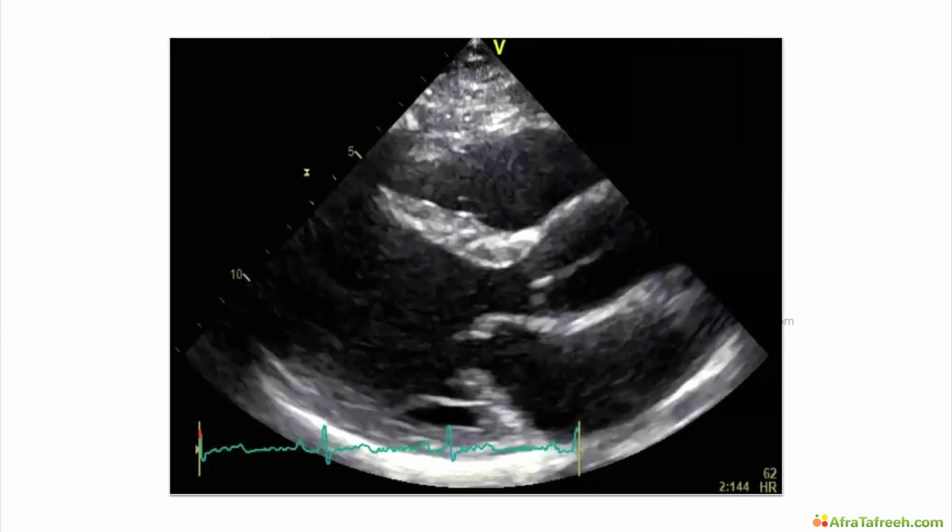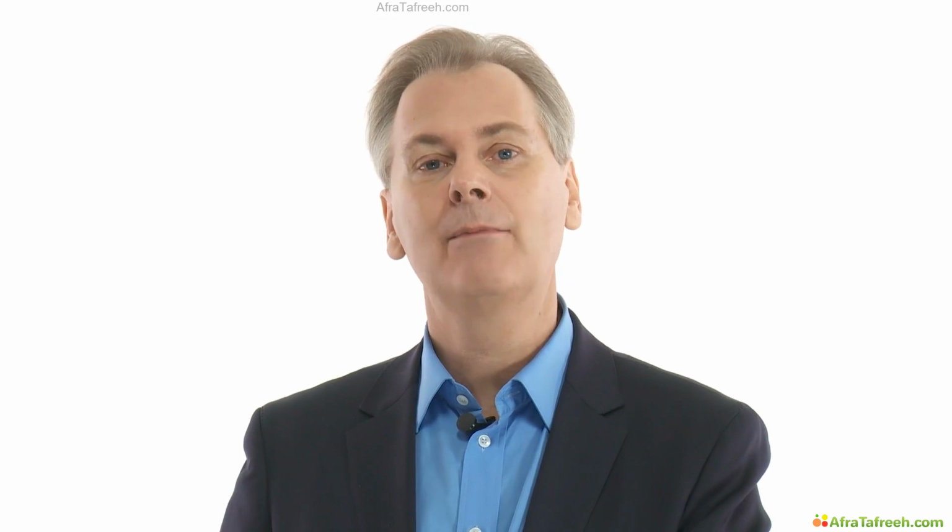Compare this parasternal long axis view with this one right here of our patient. Do you see the difference? Well, it's very simple to see the difference if you freeze the image and look at the position of the mitral valve. The mitral valve shows what we call doming. In other words, it does not completely open. This is the hallmark of mitral stenosis.